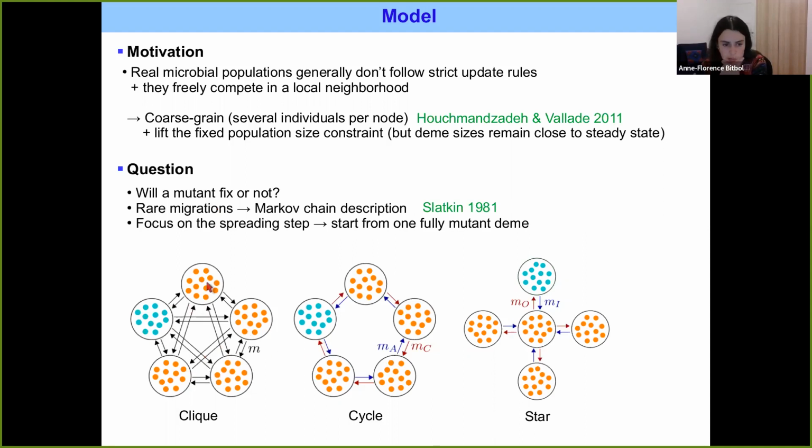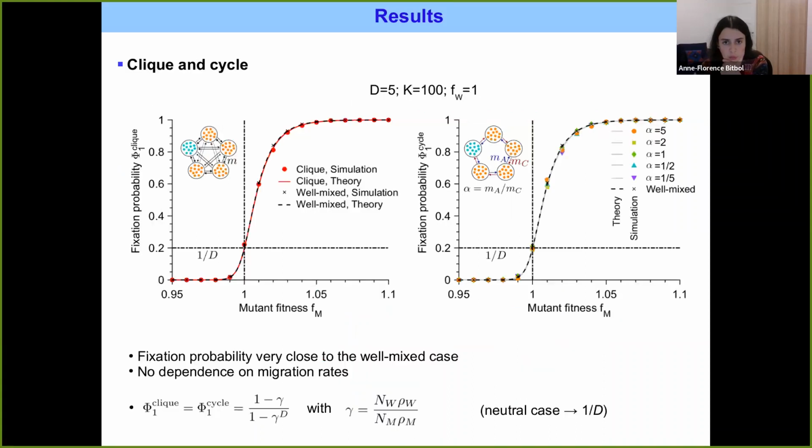The first one is the clique, where every node is connected to each other, and they are connected with the same migration rate. But then we will move on to these other 2 structures. So first, let me tell you about the results we got from the clique. And so here you can see plots of the fixation probability of the mutant versus the fitness of the mutant.